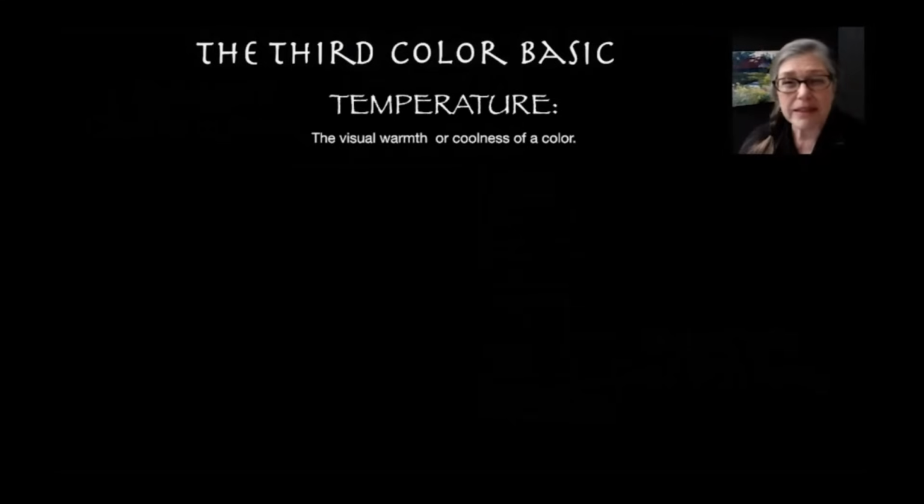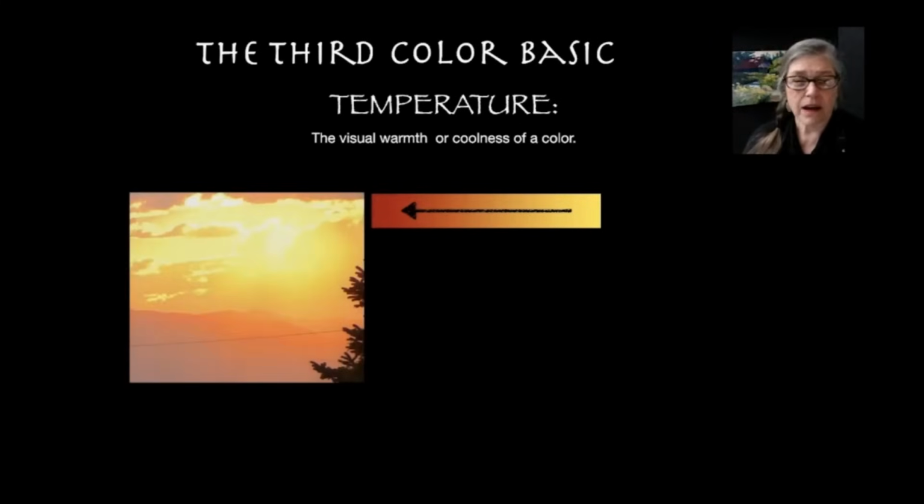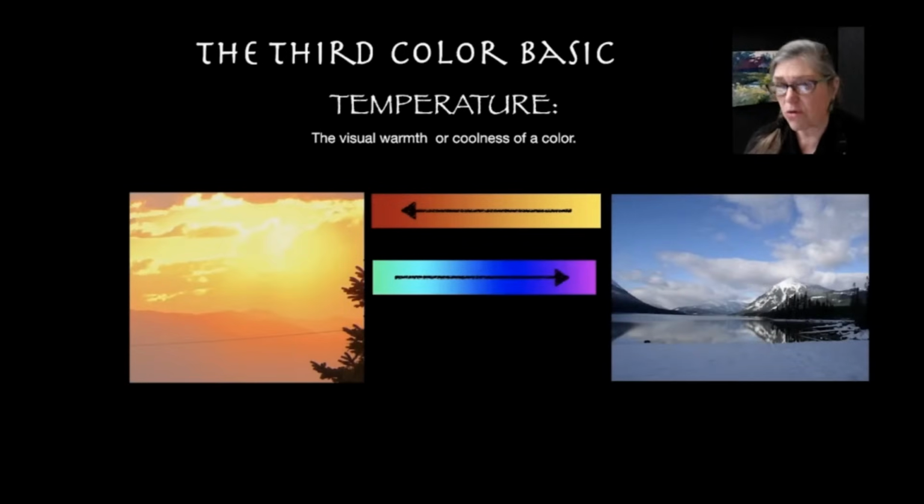Here's our third color basic. Temperature. That means the visual warmth or coolness of a color. Warm colors are colors of the sun and fire and heat, the color of a hot plate you don't want to touch. And cool colors are the colors of snow and ice and cold water. It doesn't reflect the actual physical temperature of a thing. It's just the colors that are represented here.